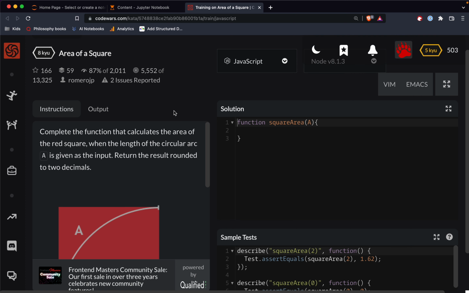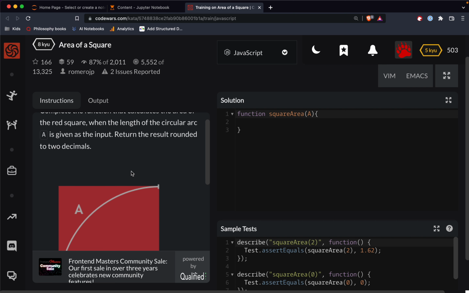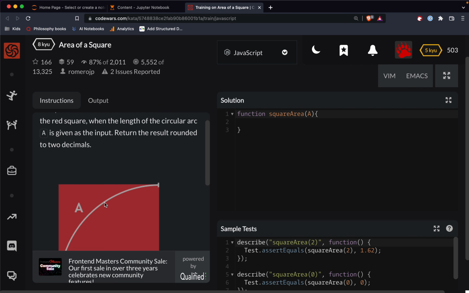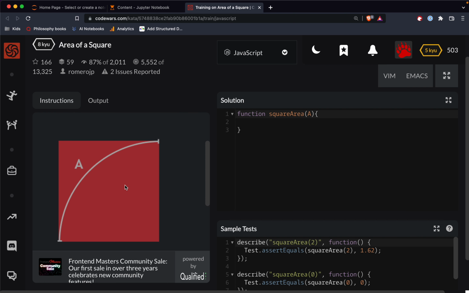So let's complete the function that calculates the area of the red square when the length of the circular arc A is given as the input. Return the result rounded to 2 decimals. Okay.